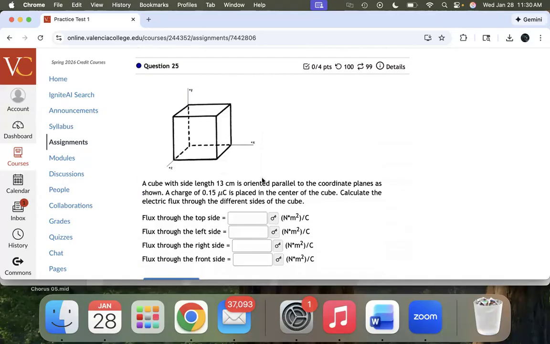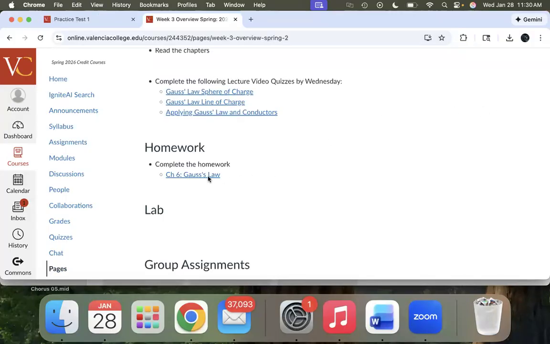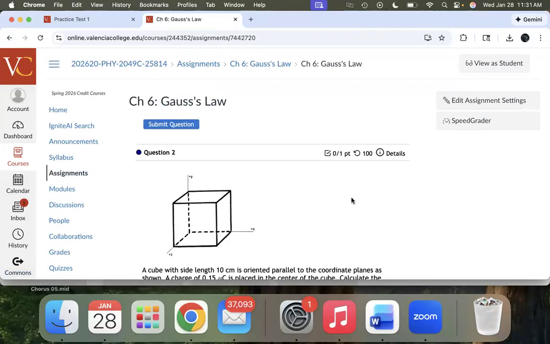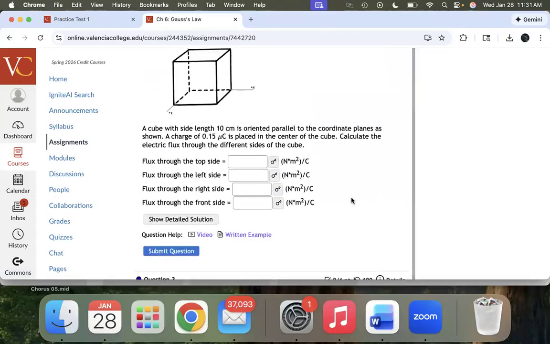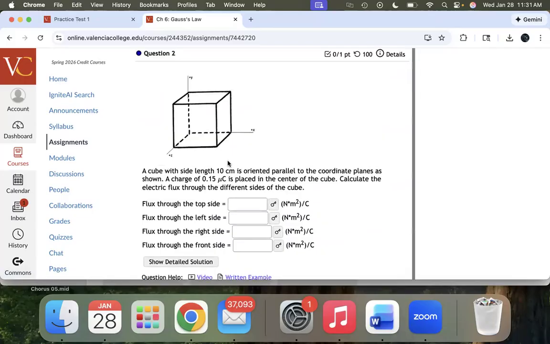This is a homework question. Make sure you know how to do this. I think there's a video attached. Let me open up in a second window. Okay, I'm going into the chapter 6, Gauss's law homework. Yeah, there's a written example. There are the two different versions of this problem.